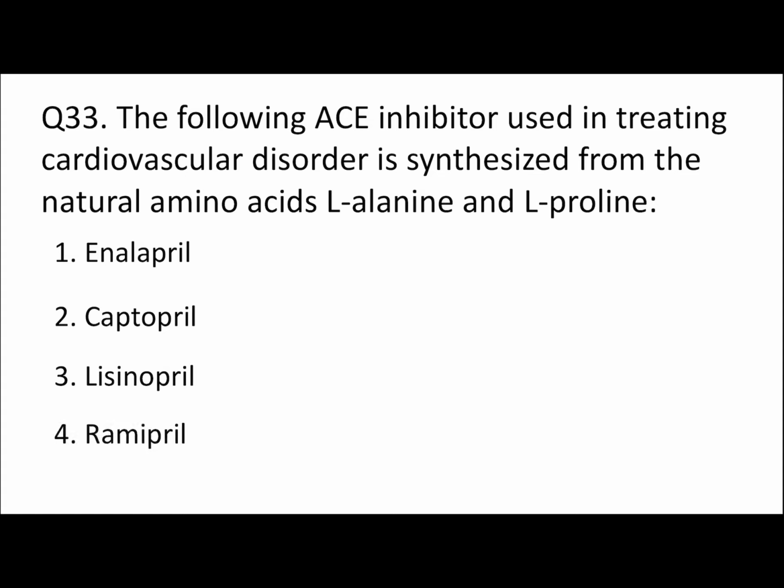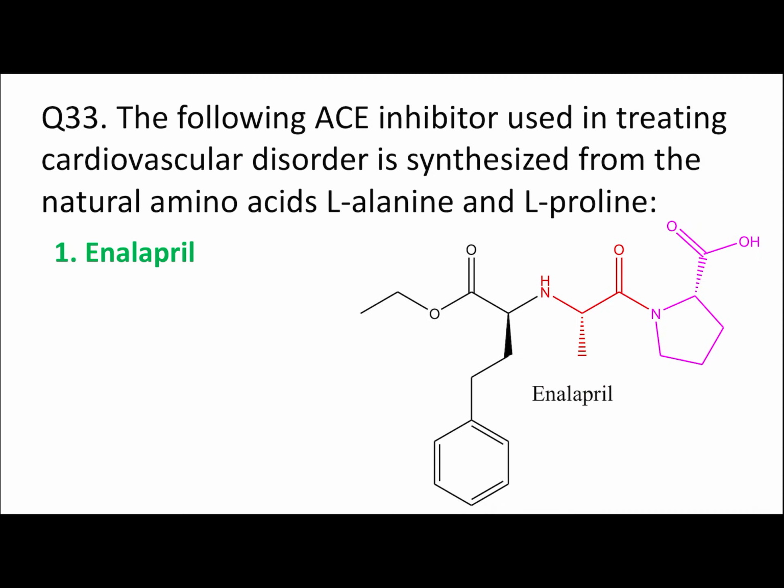It is enalapril, and here you can see in enalapril the ring with purple color, the atoms and groups in purple, it is a proline molecule. And the red colored part of the molecule is alanine. So basically you can tell it is prepared from alanine and proline. There are other functional groups also, you can see there is an ethyl benzene and ethyl acetate group. So don't look at those, just look at the alanine and proline portion only. Your answer will be clarified.